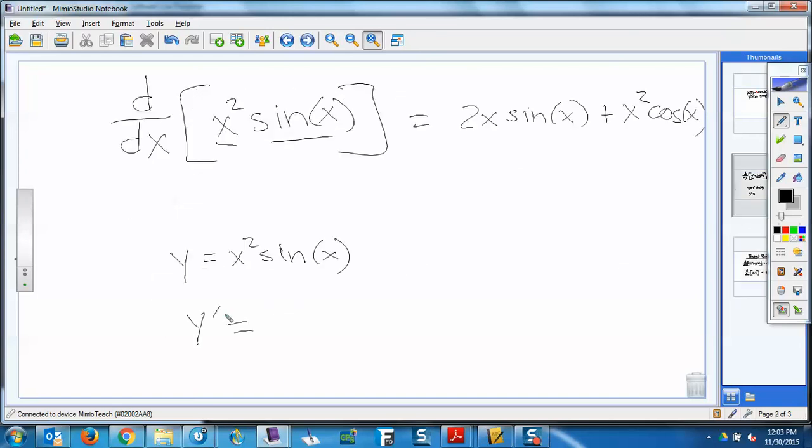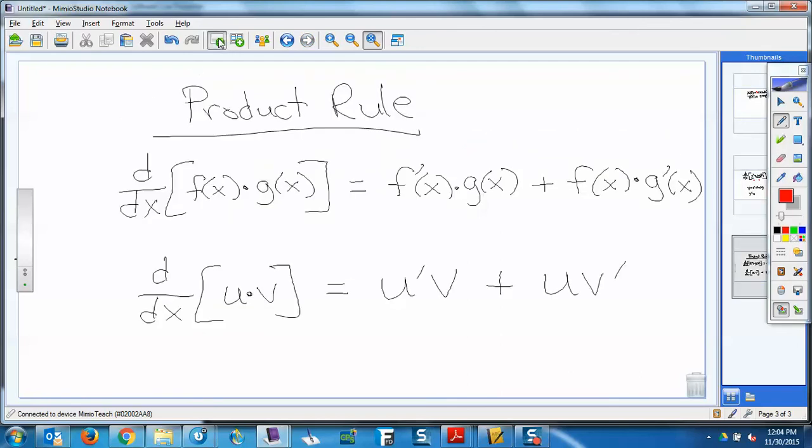Okay, and so when you get to a problem, again, just think about taking turns. When you get to a problem, you would probably write up here, you might even write, this is going to be my u, and this is going to be my v. And so there's u prime v plus u v prime, like that. Okay? So, pretty straightforward.